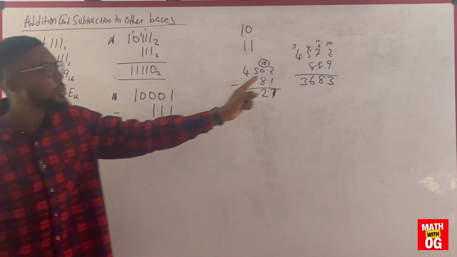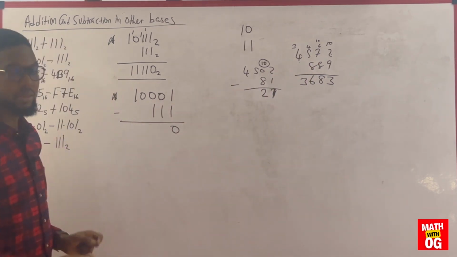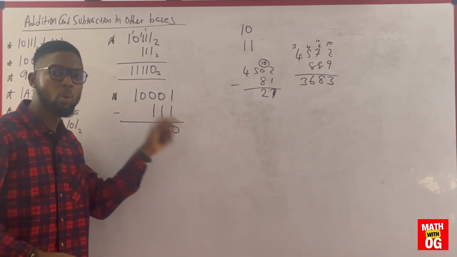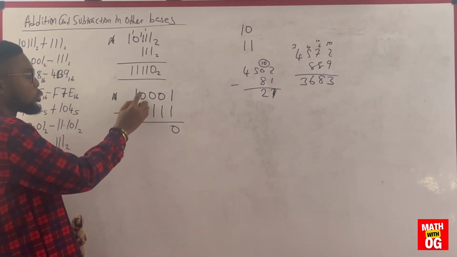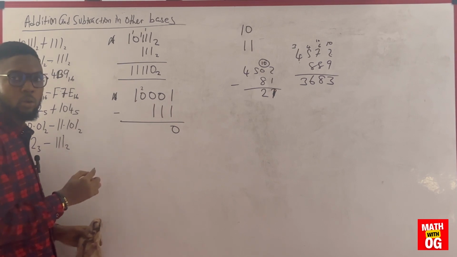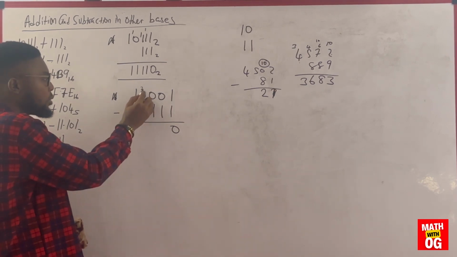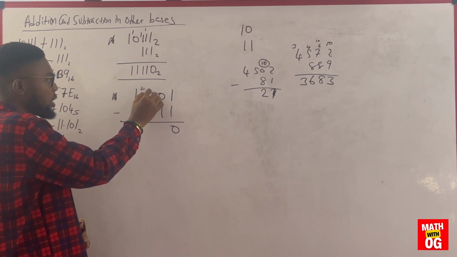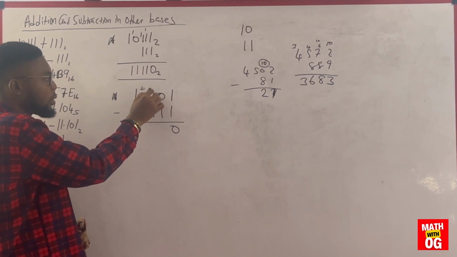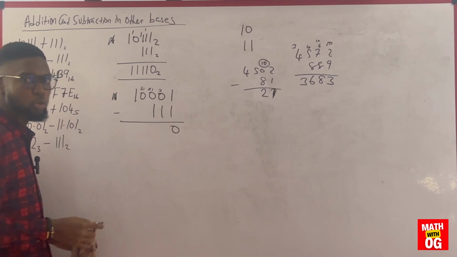Since in that case I was borrowing 10, working in base 10. In this case, I'll borrow 2, working in base 2. Now I'll start borrowing from here. I'll borrow 2, so here will be 2. Now borrow 1 from this 2, here becomes 1. So here will be 2. Borrow 1 from here, becomes 1. So here will be 2.